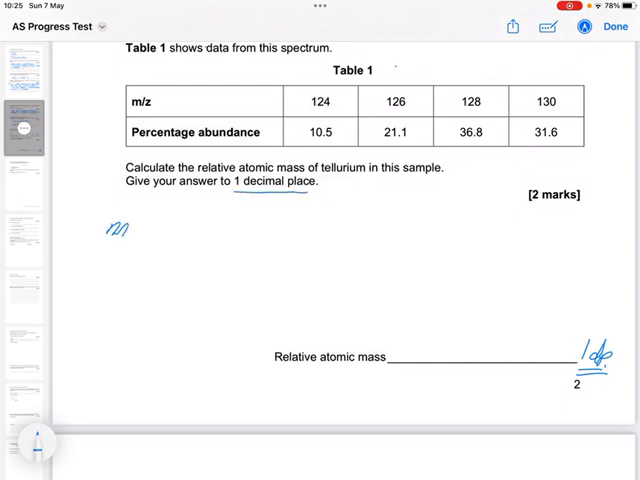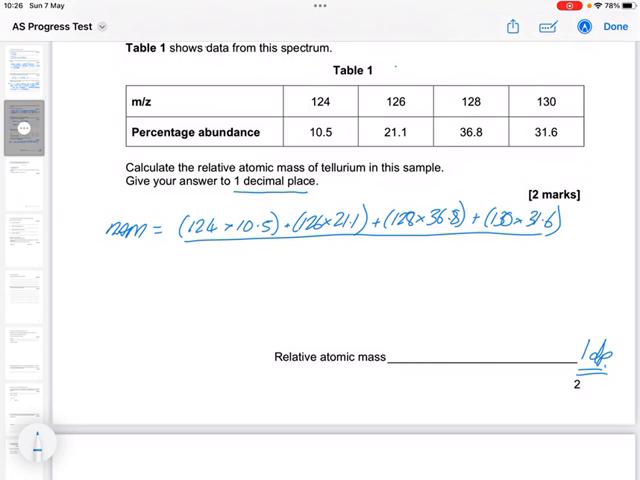And then to work out the relative atomic mass. So these are all percentages, so I'm going to divide by 100 at the end. So it's 124 times 10.5 plus 126 times 21.1 plus 128 times 36.8 plus 130 times 31.6, all divided by 100. So there's 1 mark for the working out there. And if you work that out to 1 decimal place, that gives you 127.8.